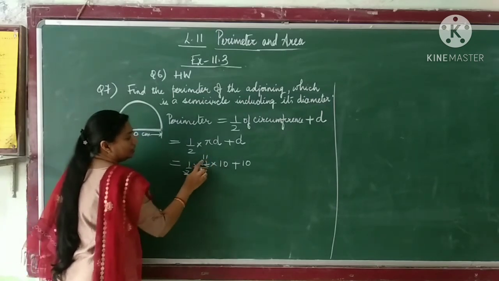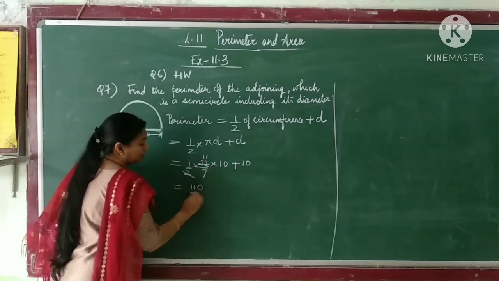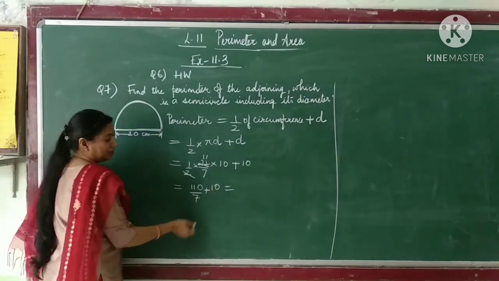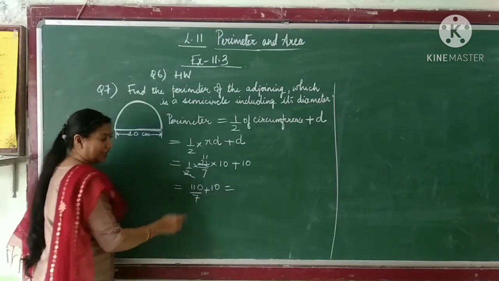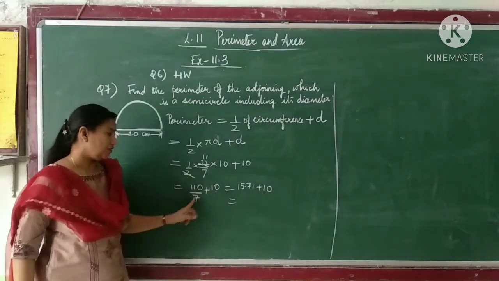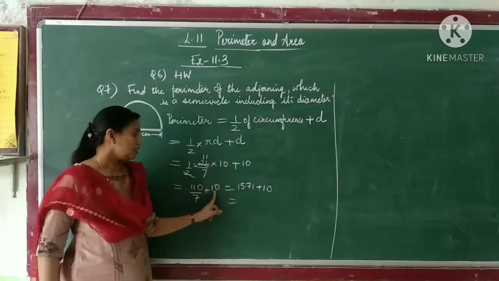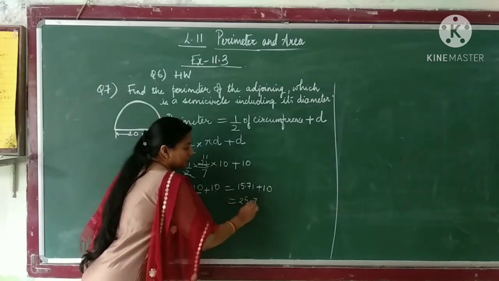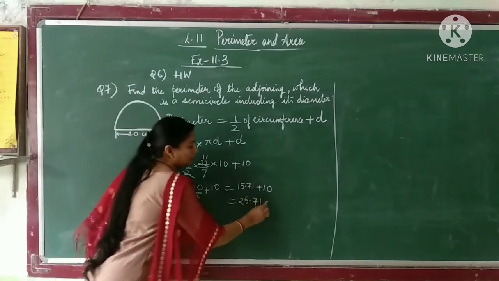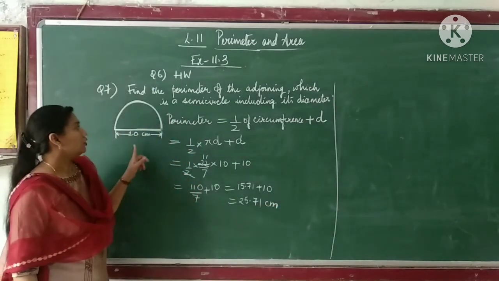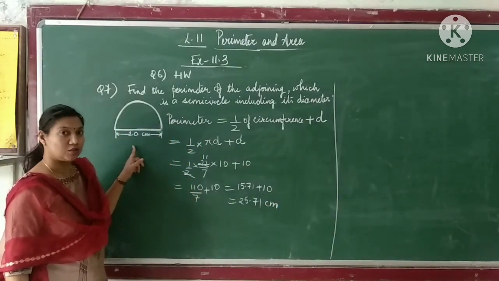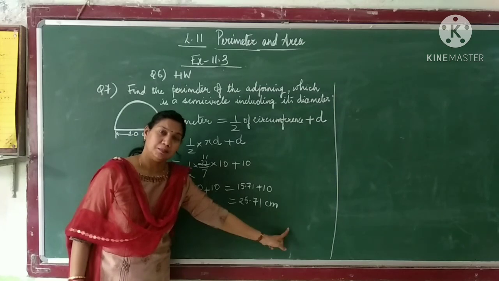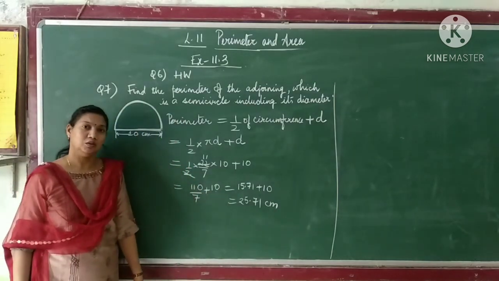2 11s are 22, 11 into 10 is 110 by 7 plus 10. Now we will divide 110 by 7 and we add 10 to it. My value will be 110 by 7. I am getting 15.71 plus 10. So 15.71 plus 10, 25.71. This is in centimeter. So my perimeter will be in centimeter. So the answer of this question is that the perimeter of this figure is 25.71 centimeter. Write down this in your notebook.